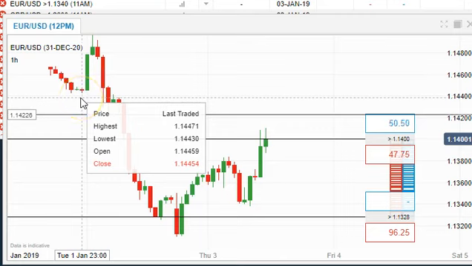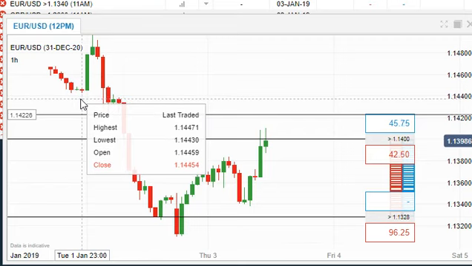So here's another example. This one was for January 2nd. So we look at the price at midnight, January 1st, 114.45.